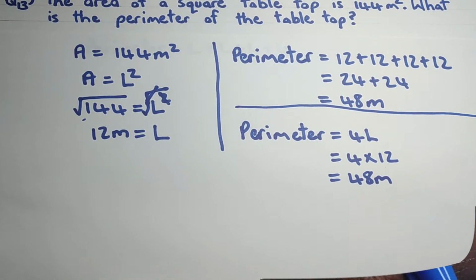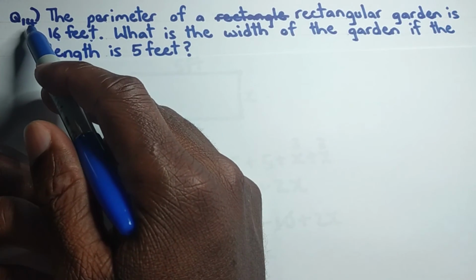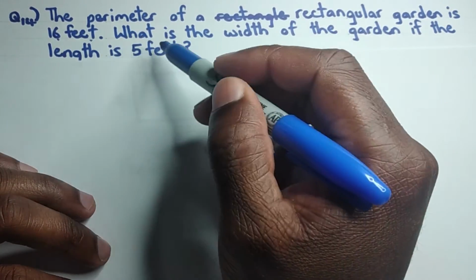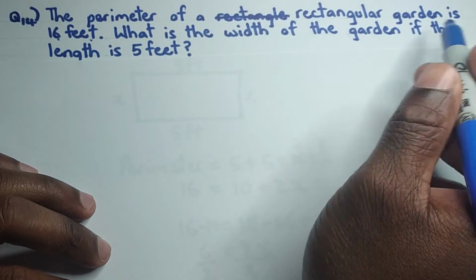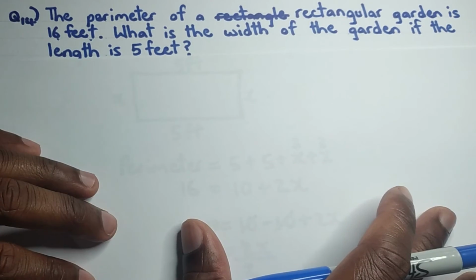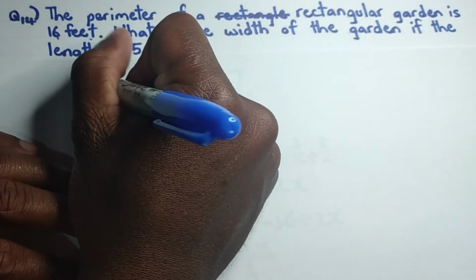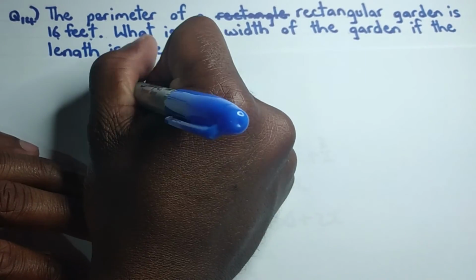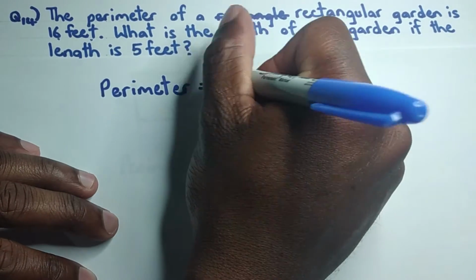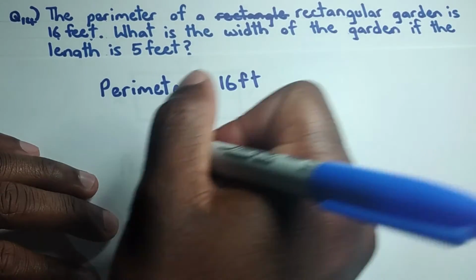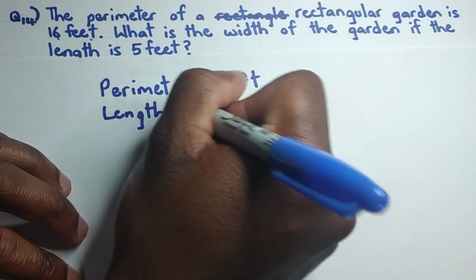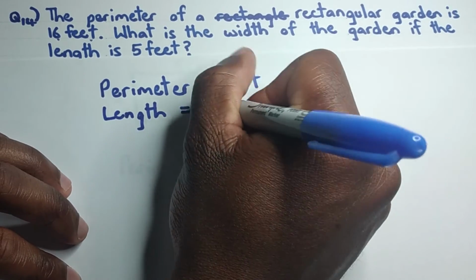Now let's look at question 14. The perimeter of a rectangular garden is 16 feet. What is the width of the garden if the length is 5 feet? What I'm going to do is to highlight first the perimeter. So let's look at what we have. We know that the perimeter is 16 feet, and they give us the length, which is 5 feet.